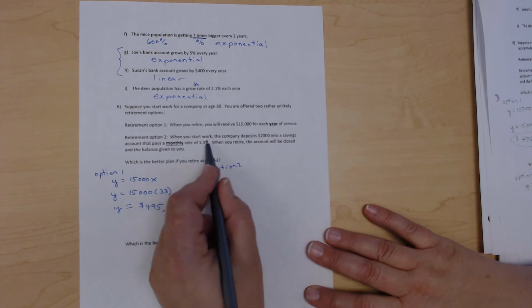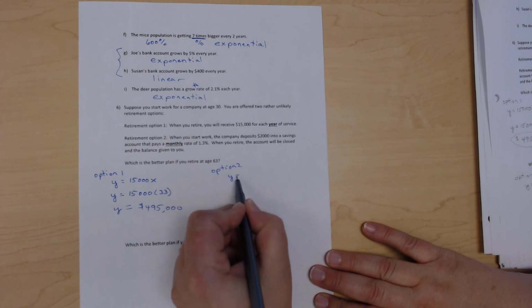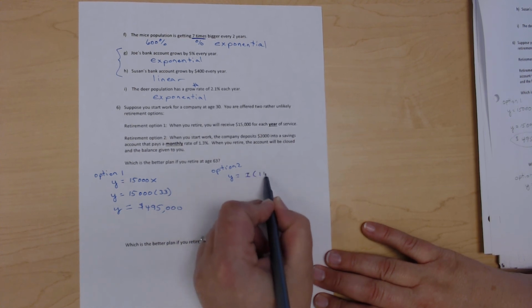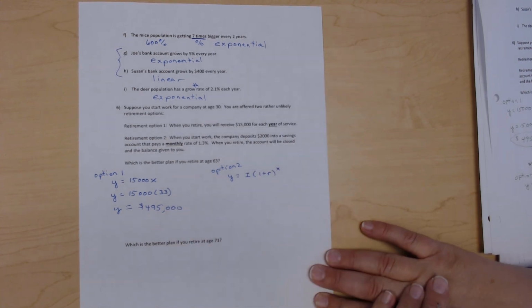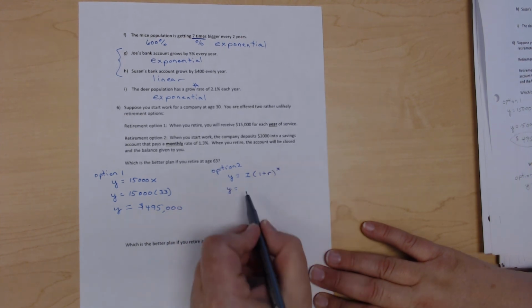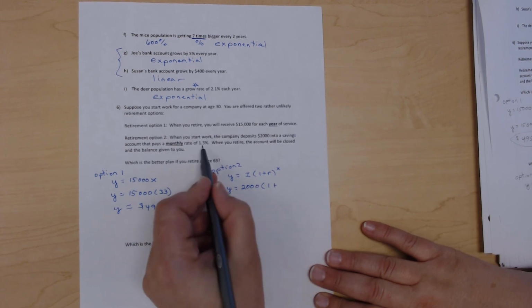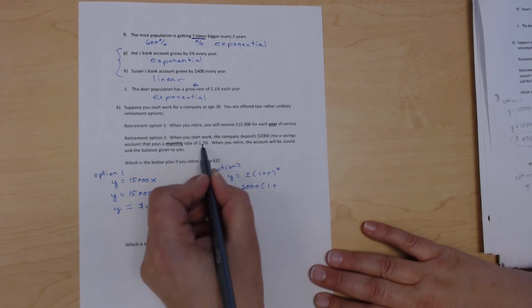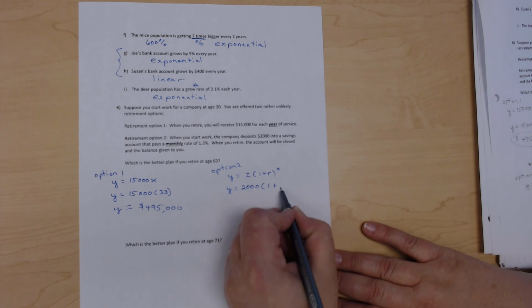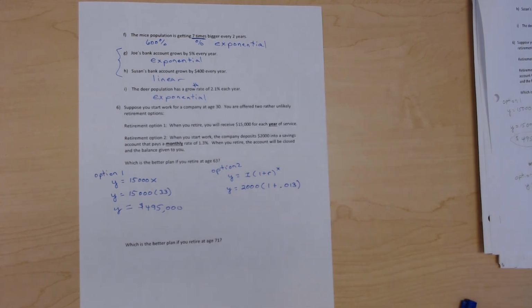All right, option 2. Option 2 is a percent. So as soon as I see a percent, I'm going to use y equals I times 1 plus r to the x. Okay. So my initial value, they're going to give me 2,000. 1 plus this as my percentage as a regular number, move a percentage as a decimal 2 places to the left, 0.013. Okay. Now this is where it just gets a little tricky.